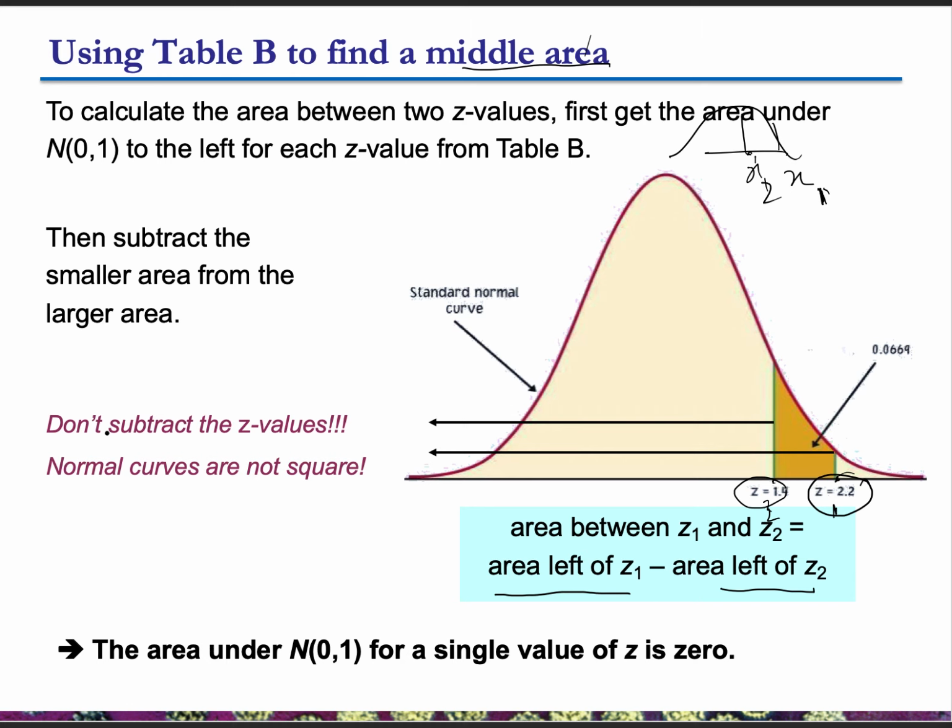Key thing to notice: do not subtract just the z values. Subtract the areas you found from the z values using the z table. Do not subtract z values, that's not going to give you the area. Area subtraction will give you the corresponding area. And you always know that for a single point there is no area actually. So just one point is not going to have area, so that's going to be 0.